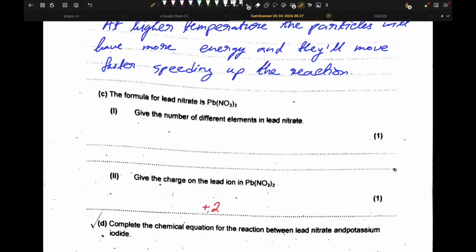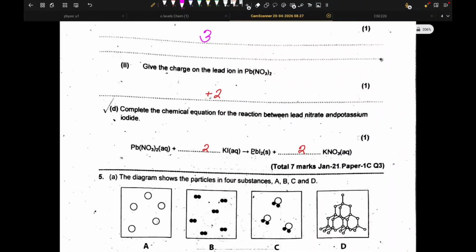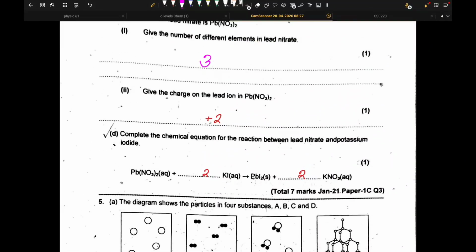What most of you do is you do not count it properly. So, let's count it together. Number of elements: 1, 2, and 3. Now, what mistake do you guys make? As this is a 1 mark question, you don't take it seriously. Instead of writing down the number of elements, you write down the number of atoms, or the number of atoms that exist in one lead nitrate molecule. That is what creates the main problem.